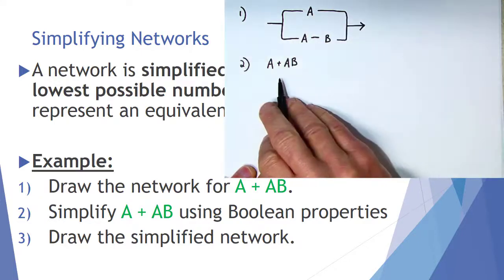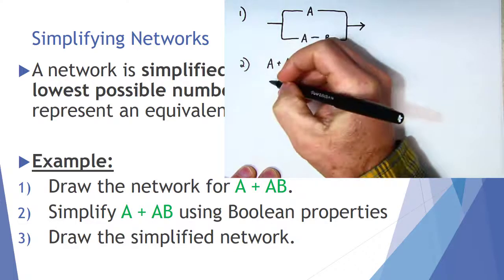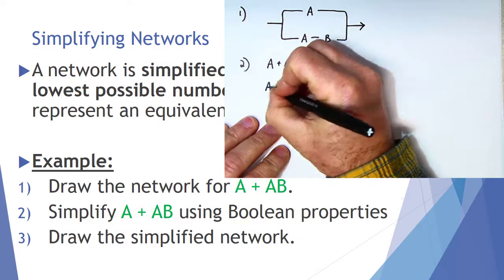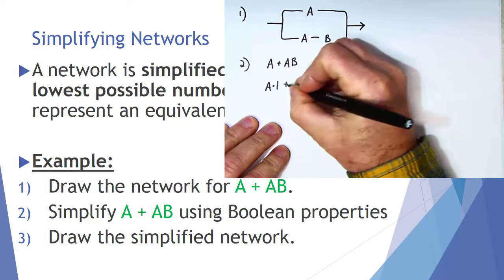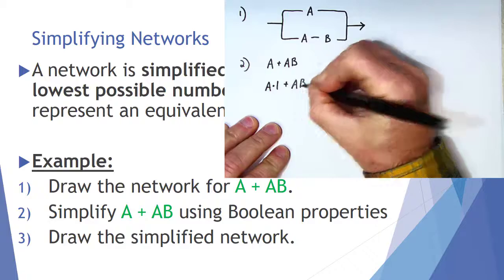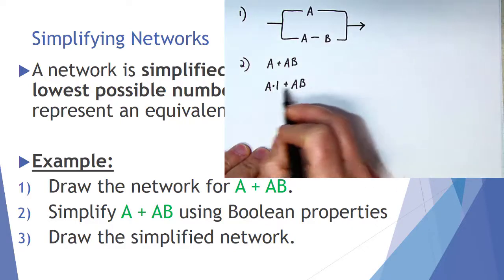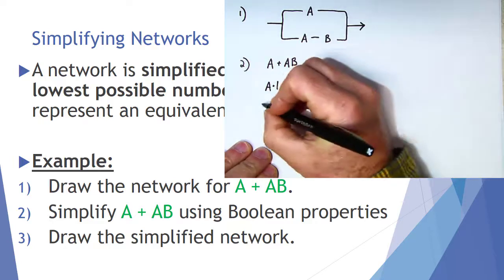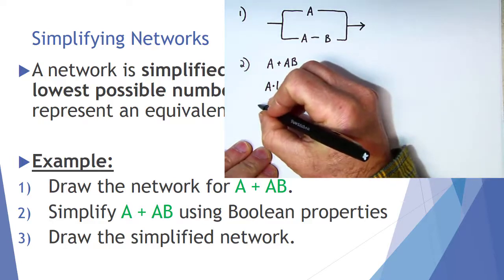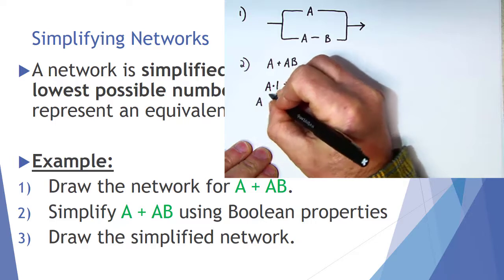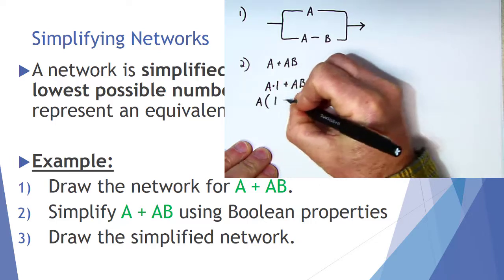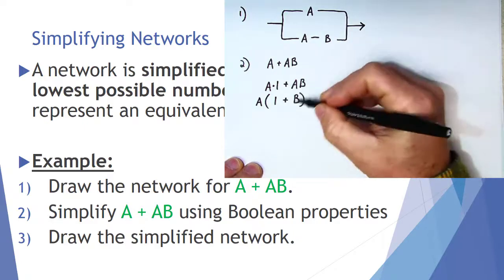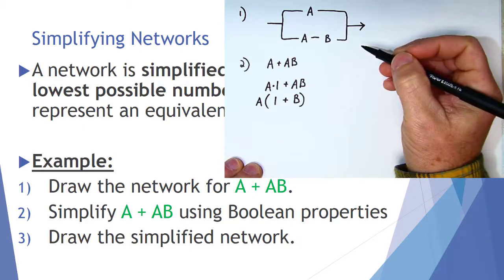Now, how can we simplify that? Well, think about A as being A times 1. That's the identity property, so we can rewrite that as A times 1 plus AB. But now you can see that we have a common factor of A here, and we can use the distributive property to undistribute that in a sense, or in traditional algebra we'd say that's like factoring it out. We'll factor the A out, and we're left with 1 plus B on the inside. And that should feel like normal algebra. You've probably done that before.